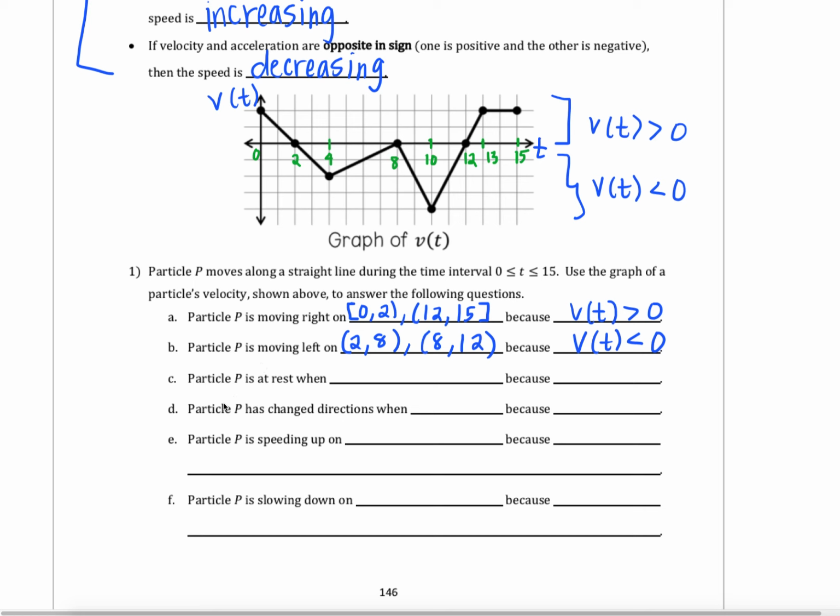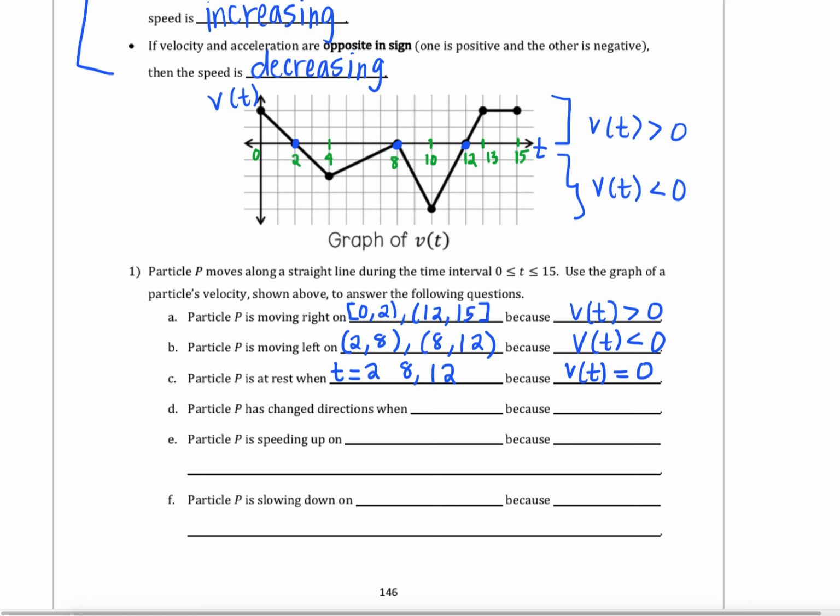So in part C, it says the particle is at rest when, this would be any time where the velocity is going to be equal to 0. So if we look on our graph of velocity, I'm looking for any points where we are on the x-axis. So that's going to happen at time 2, time 8, and time 12. So the particle P is at rest at time 2, 8, and then 12 overall.